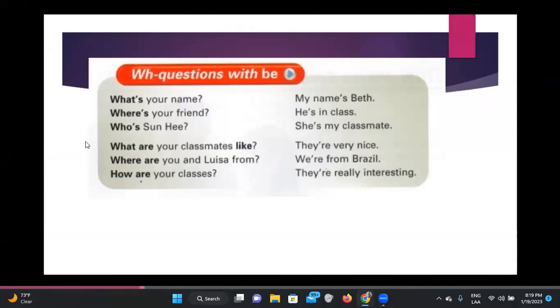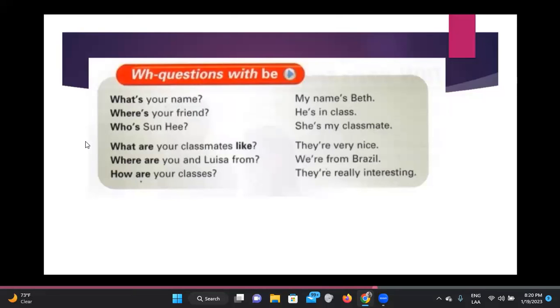WH questions with be. What's your name? My name's Beth. Where's your friend? He's in class. Who's she? She's my classmate. What are your classmates like? They're very nice. Where are you and Luisa from? We're from Brazil. How are your classes?